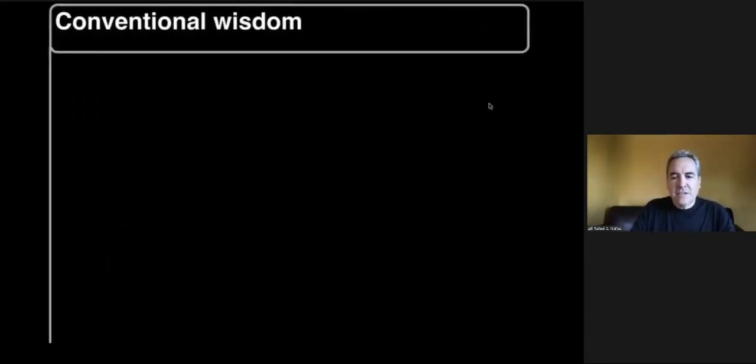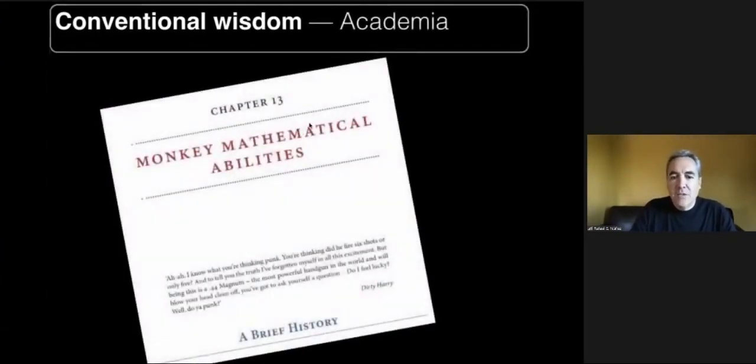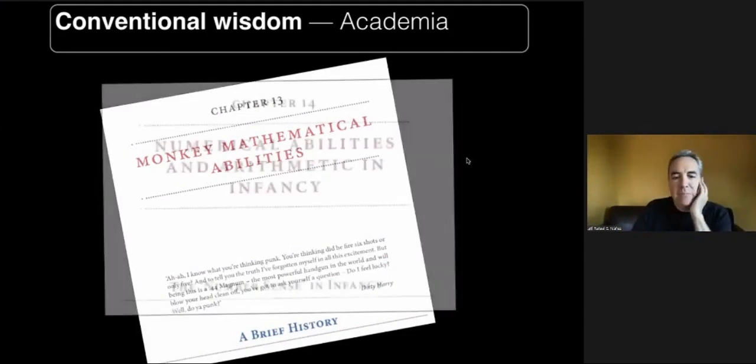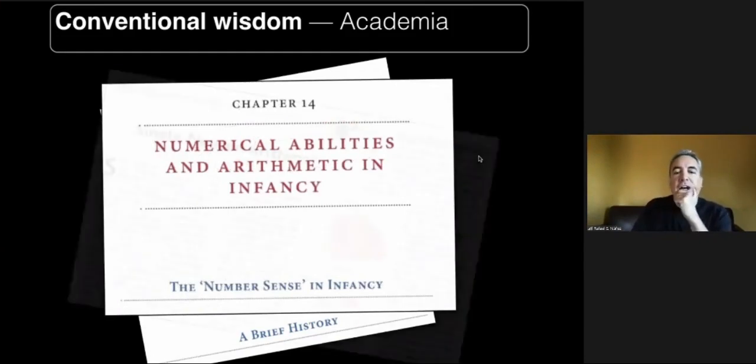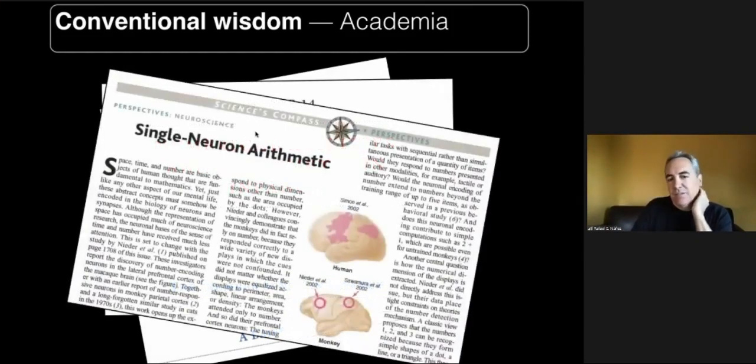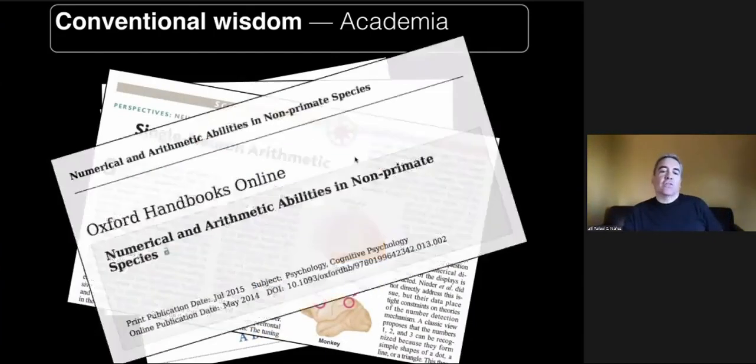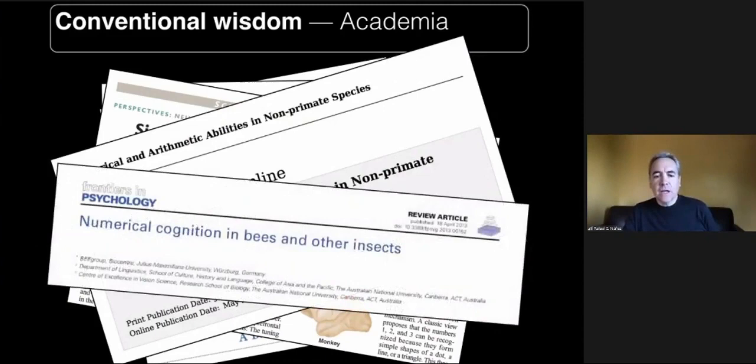Now, the thing is that this has become a sign for many to claim that this is about mathematics. You would see many papers, book chapters, and proposals addressing, based pretty much on these capacities, for example, monkey mathematical abilities or numerical abilities in arithmetic in infancy. Some have claimed that this kind of arithmetic occurs at the level of single neurons, and many authors then refer to non-primate mathematical and numerical ability, numerical cognition in bees and other insects, and so on.